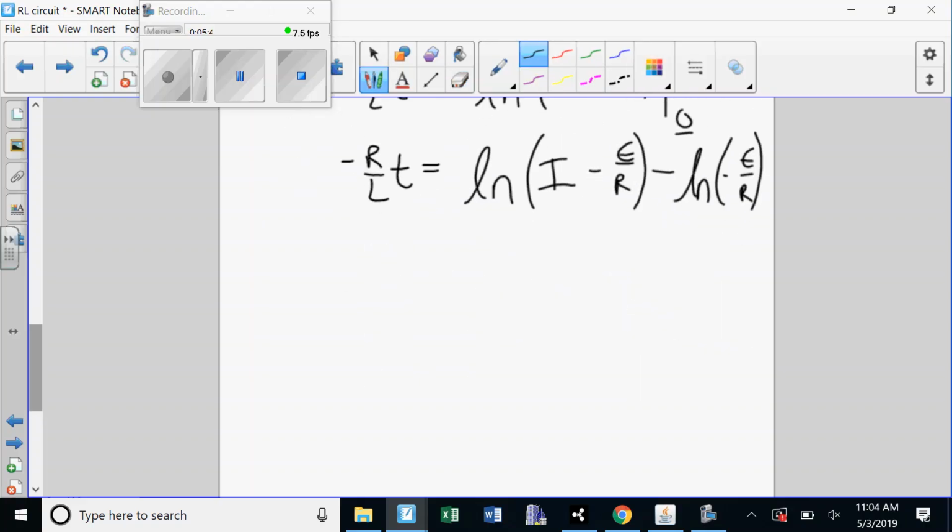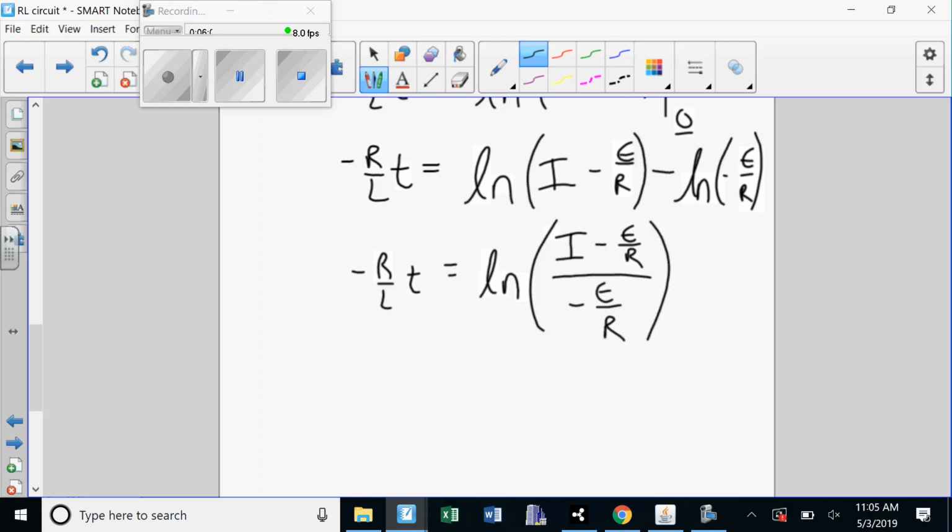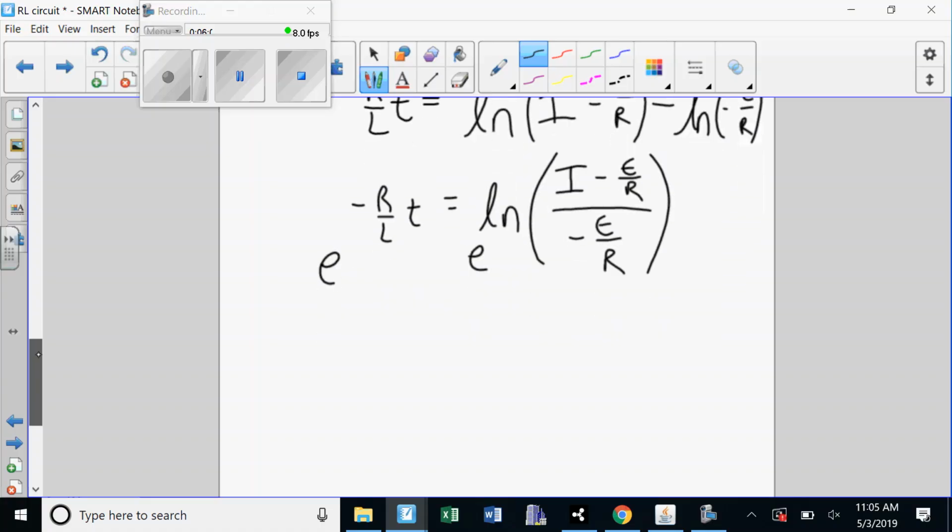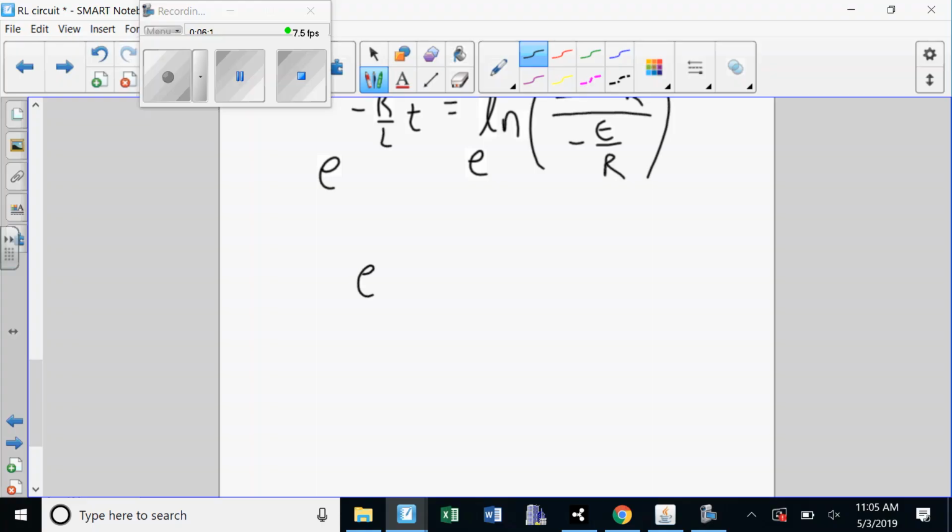Remember, when you subtract natural logs, it's the same thing as the natural log of the quotient. So I have minus R over L times t is equal to the natural log of the quotient, I minus epsilon over R all over negative epsilon over R. I need to get my function I out of the natural log, so I'm going to exponentiate both sides. I take e to the power of. On the left side, it's e to the minus R over L t. And on the right side, I've gotten rid of my natural log. So that is I minus epsilon over R all over negative epsilon over R.